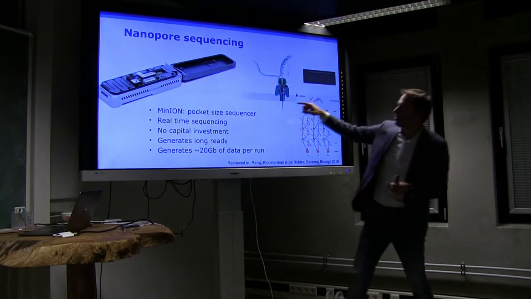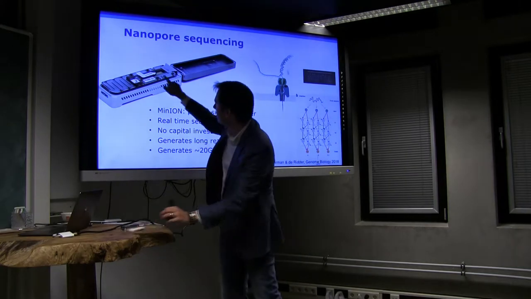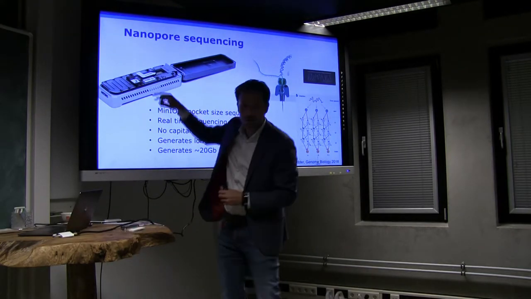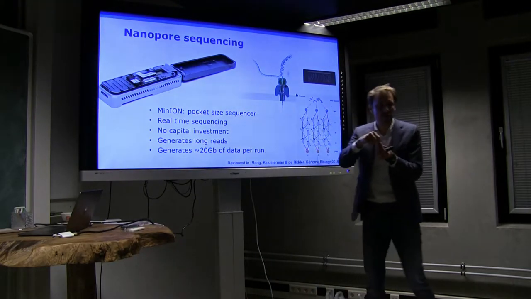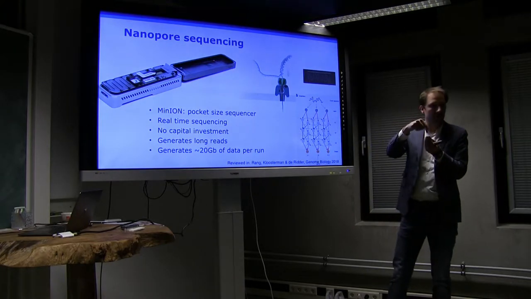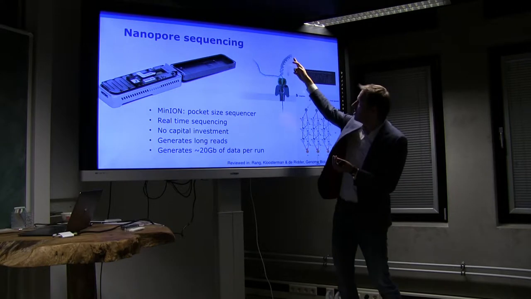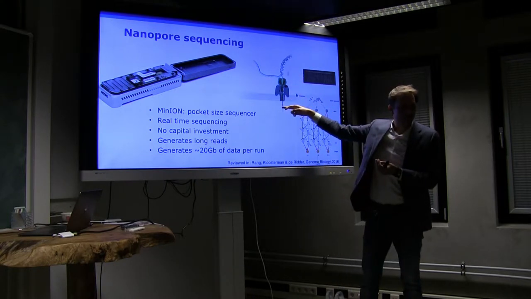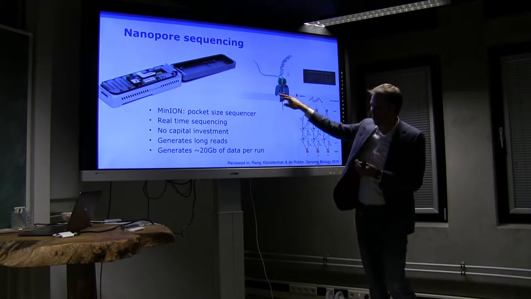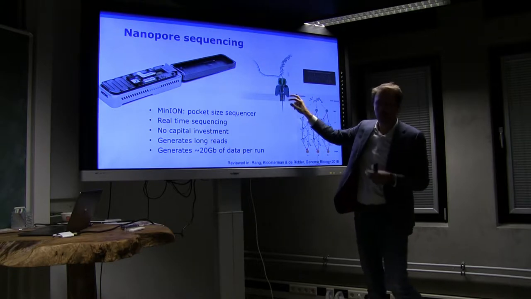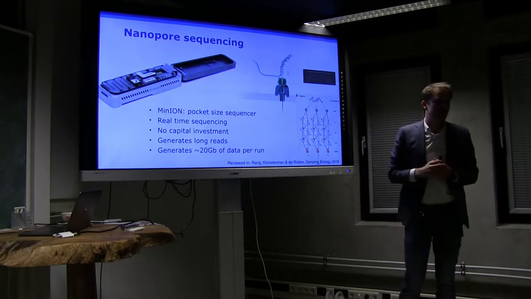So here, this is a dummy one, but this is a real one. Here there's a membrane, and the membrane consists of protein nanopores. You pipette your DNA sample in there. You need to prepare it in a certain way. And then the DNA is pulled through the pore, and the voltage across the pore, or the current through the pore, is measured. And then you get a signal like this.